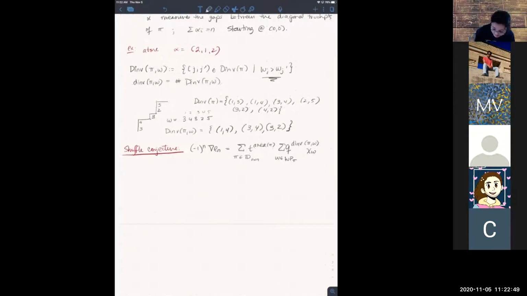And what we actually want to prove, which is what they actually did in the paper, is they prove a modification, a refinement of this known as the compositional shuffle conjecture. So the compositional shuffle conjecture. So this was conjectured by Haglund, Morse, Zabrocki. And what the refinement says is the following.